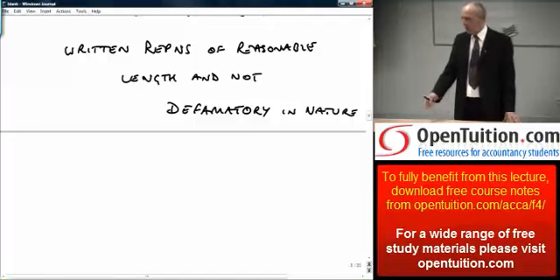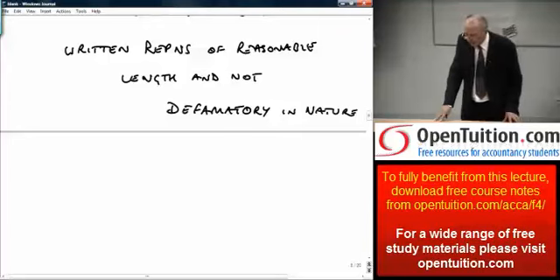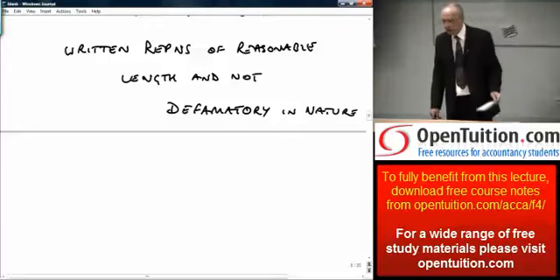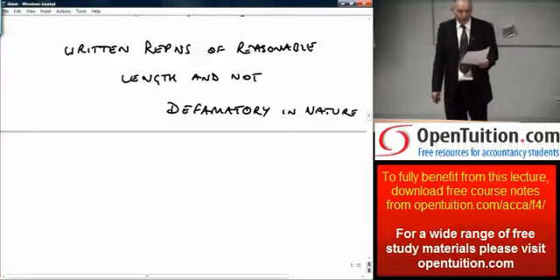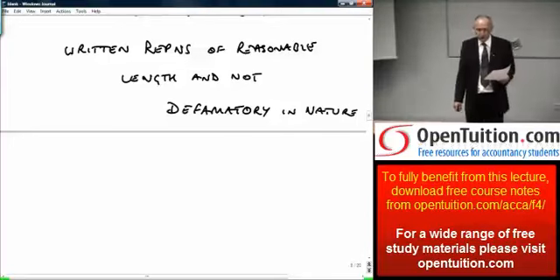Reasonable length, you know what reasonable length is. Reasonable length is length which is reasonable, but in the context of written representations of reasonable length, these shall not exceed 1,000 words. Reasonable length in this context is 1,000 words. Not exceeding 1,000 words.